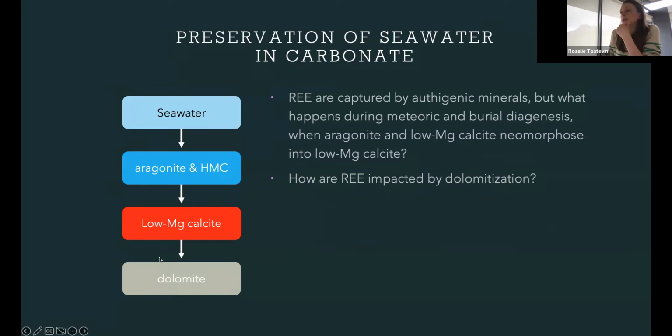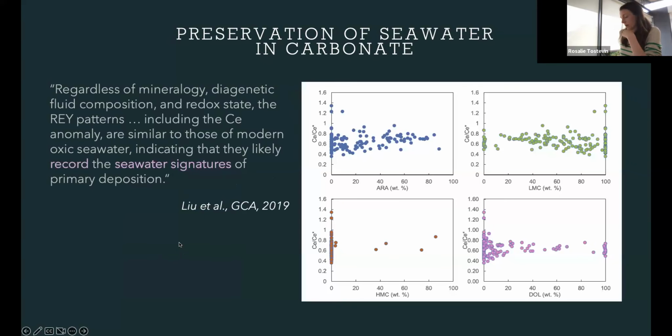So we have a little bit of data for this. We have some older data that I'm not showing from Banner, indicating that you can still preserve primary seawater rare earth element patterns even in dolomites. And that was from relatively recent sediments where you could see the evolution of different minerals with time, and that the rare earth element pattern seemed to be really, really robust to those processes.